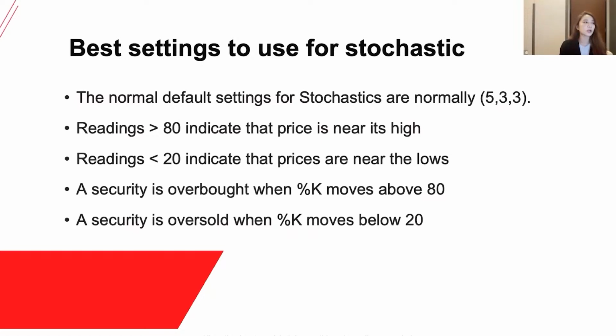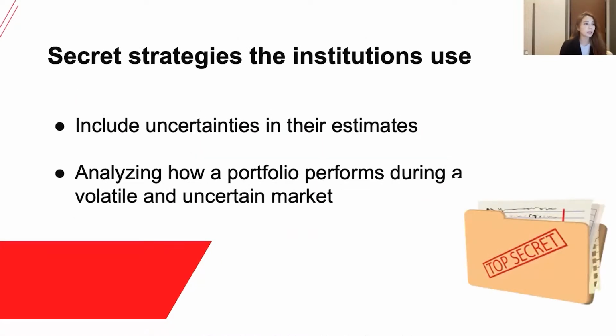So readings that are smaller than 20 indicate that the prices are near the lows. So we have an upper bound and a lower bound, a kind of range thing. So we are looking at percentages 80 and 20. The security is overbought when percentage K moves above 80, and a security is normally oversold when the percentage K line moves below 20. I think it'll be more graphical once you get to see it, so we will look at it in a while.